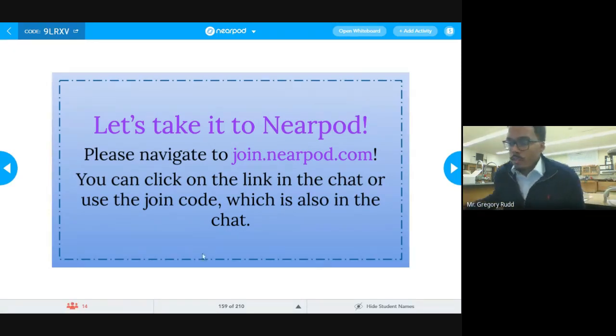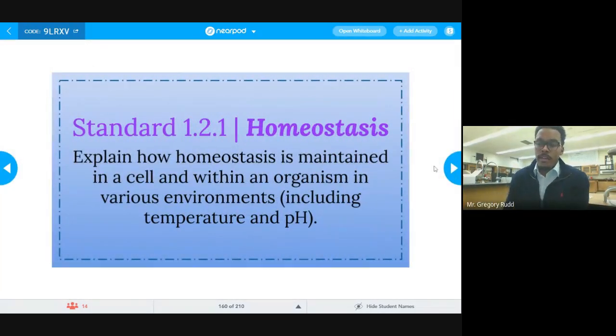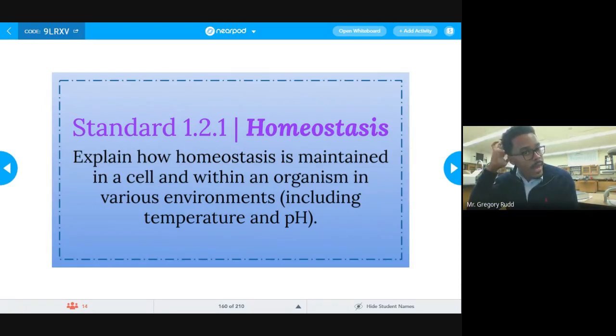All right, 14 of you, let's go ahead and jump into it. So we're going to go standard by standard here. Standard 1.2, homeostasis. Explain how homeostasis is maintained in a cell and within an organism in various environments, including temperature and pH. So when we hear temperature and pH come up, we should be thinking back to unit one, when we talked about enzymes. And we know that enzymes are limited based on their environment's temperature, as well as their environment's pH.